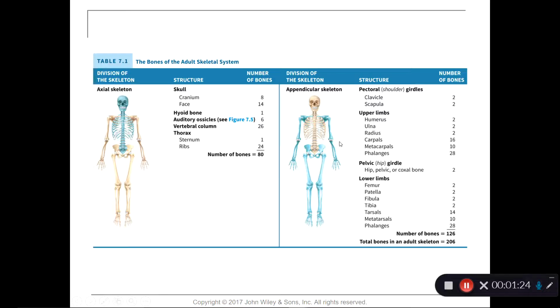The appendicular skeleton contains your scapula, your clavicle, as well as your pelvis, and the bones that pertain to it, and your limbs. Easy way to remember this: another word for a limb or an extremity is an appendage. So this appendicular skeleton is talking about your appendages. Appendicular, appendage. Hopefully that makes sense.